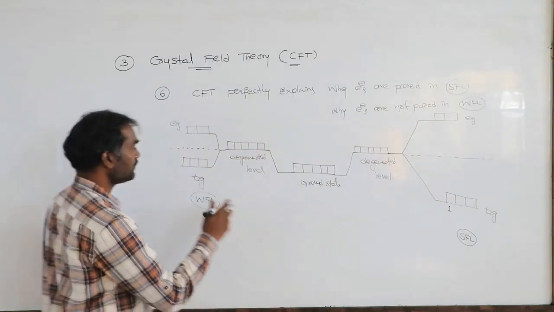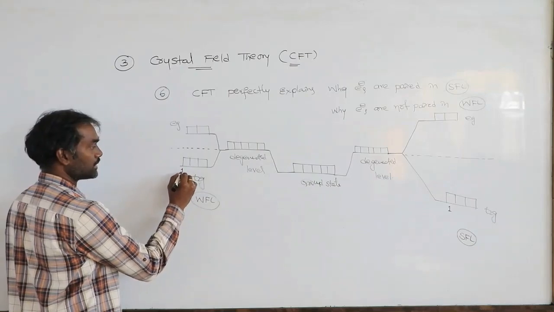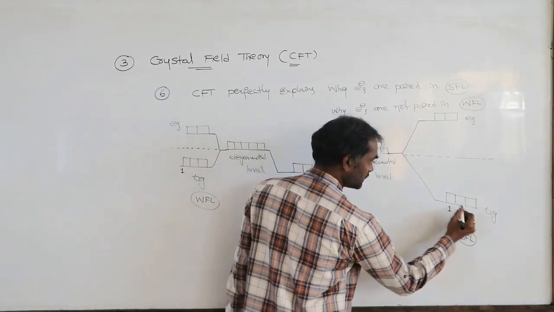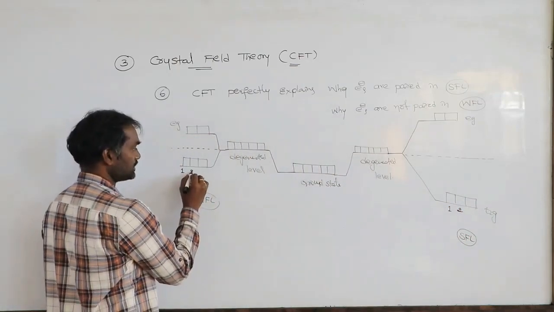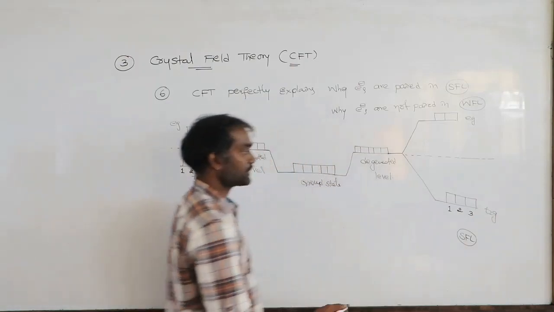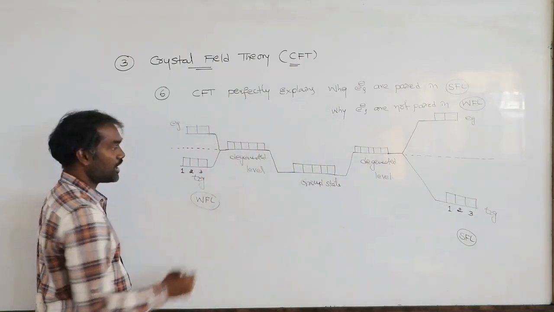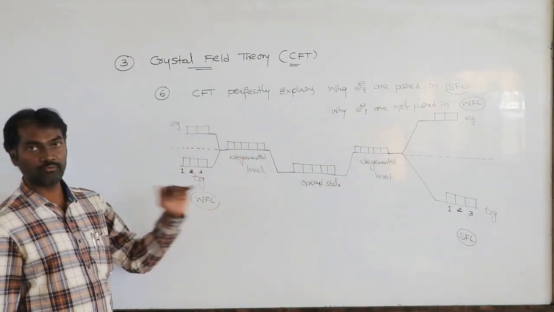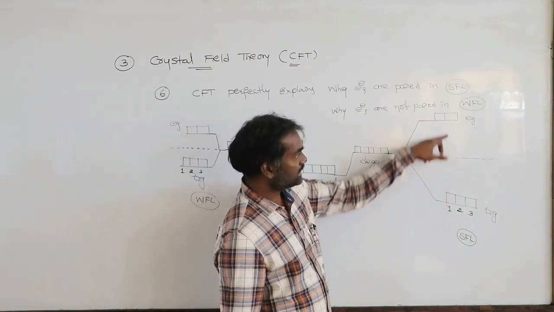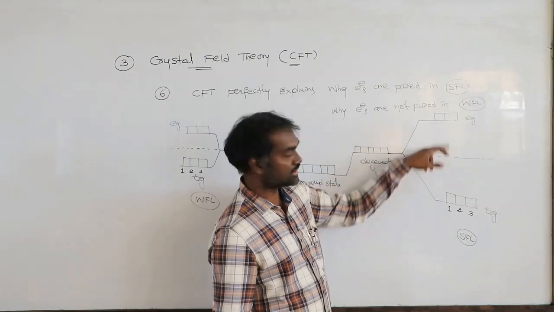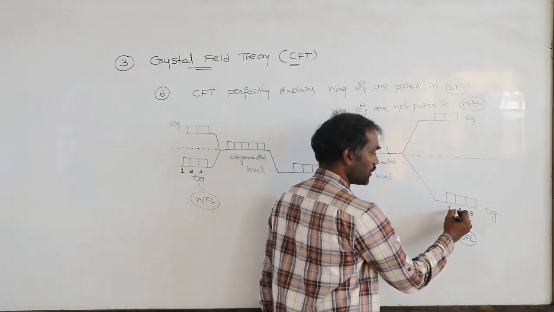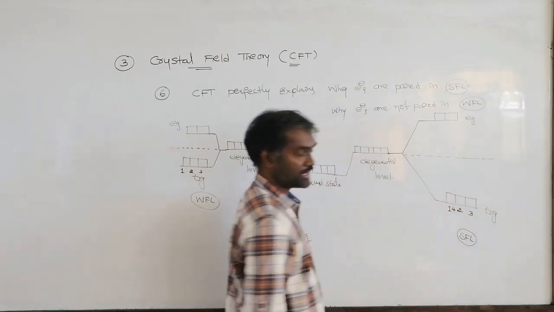Next, in weak field also, the first electron you can take here. Next, the second electron you take here. Here also the second electron is the same. Now the third electron you can write here. After a half filling, next the fourth electron. Suppose you see the fourth electron. Here the energy gap is very large. So that's why the fourth electron is not going here. So the fourth electron combines with the first only.